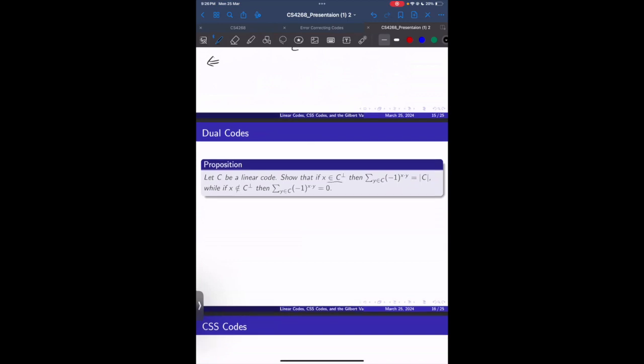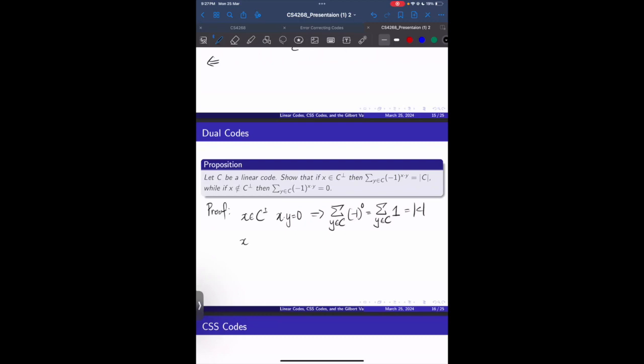If C is a linear code and x is in C perp, then we have this sum equal to the cardinality of C. But if it's not, it's equal to 0. How do we see this? Let's first consider the two cases. If x is in C perp, then we know that x dot y equals 0, so that sum just becomes this, which is the cardinality of C.